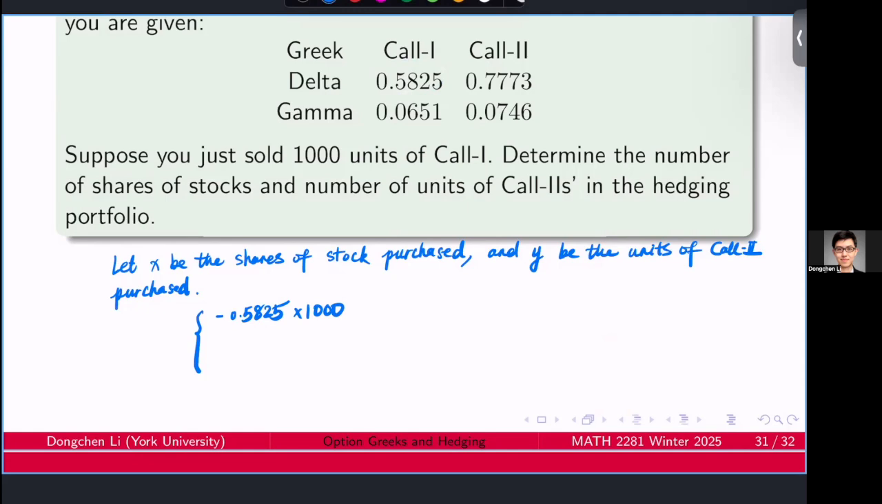Then you assume that you're going to take a long position in X shares of stock. The delta of a long position in one share of stock is 1, so with X shares, the total delta introduced to the portfolio is X. Then you assume that you have a long position in Y units of call 2. The delta of call 2 is 0.7773, so you multiply that by the number of units. This expression represents the delta of your portfolio after purchasing X shares of stock and Y units of call 2, and you want your delta to be 0. This is our first equation.